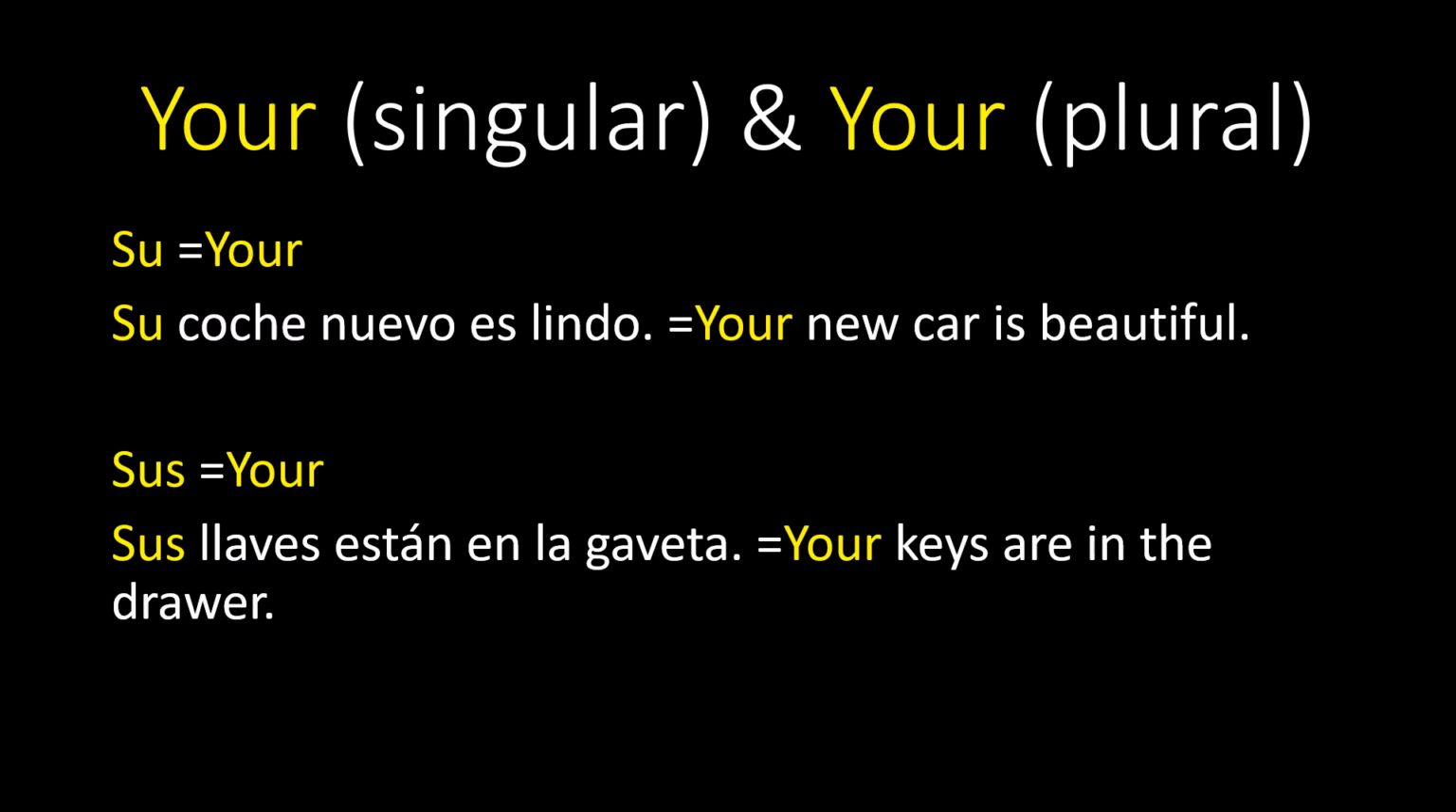Look at the first sentence. Su coche nuevo es lindo. We're talking about only one car, your car. So we use su because coche is singular. The second sentence. Sus llaves están en la gaveta. Your keys are in the drawer. Notice that llaves is plural, and for that reason we use the form sus.